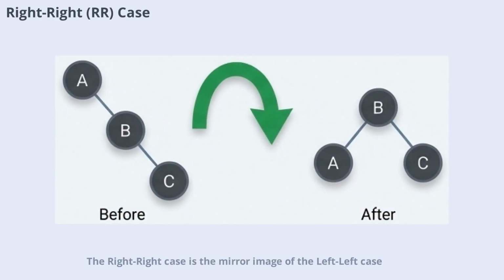The right-right case is the mirror image of the left-left case. When a node's right subtree becomes too heavy, a single left rotation restores balance. These simple yet powerful operations are the foundation of AVL tree self-balancing.